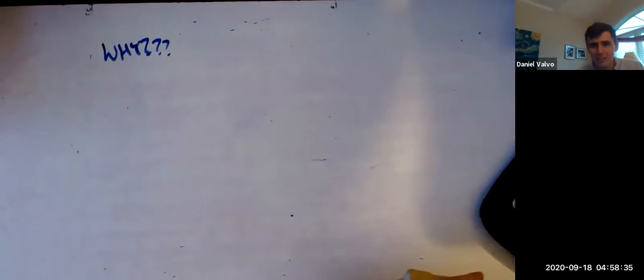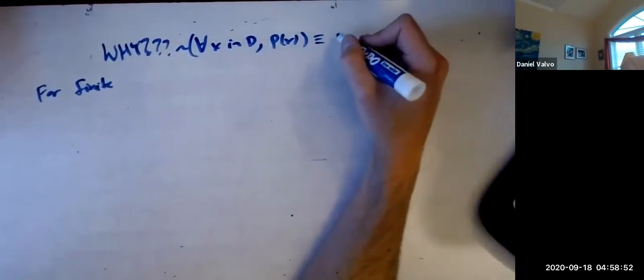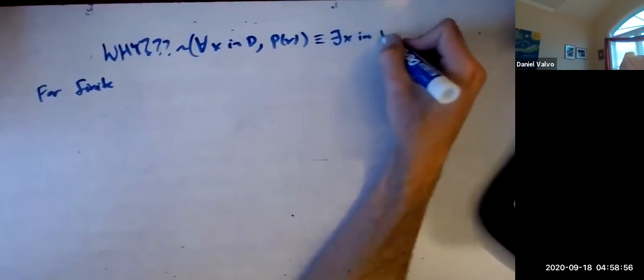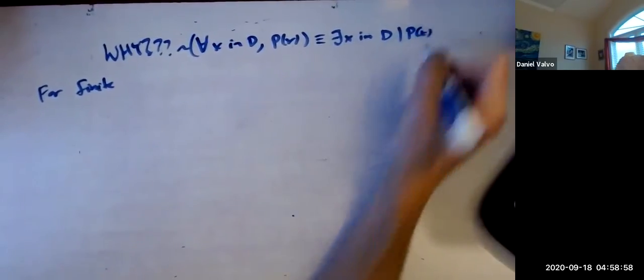Why? Why is the opposite of a for all statement a there exists statement? How can we prove it? Well, why is the negation of for all x in D, P of x, equivalent to there exists an x in D such that not P of x?